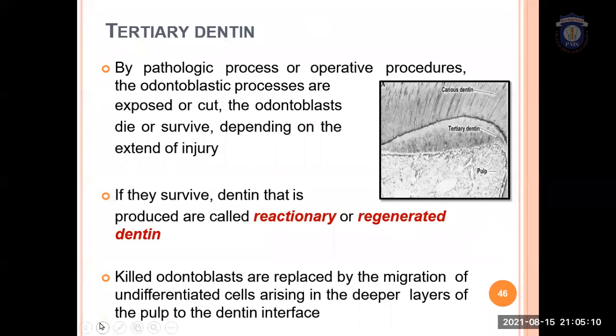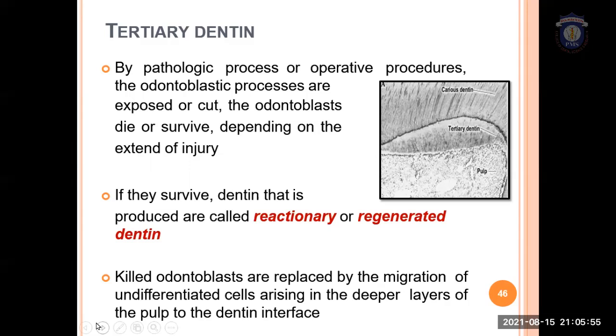Now we will move on to tertiary dentine. So what is tertiary dentine? By pathological process or operative procedures like caries debridement, use of high-speed diamond burs, heat can be generated. Or in some teeth, due to the use of excessively cold and hot fluids or food, heat or cold can be generated which acts as a stimulus. The stimulus affects the odontoblastic processes, and the odontoblast, according to the extent of injury, can either die or survive the injury.